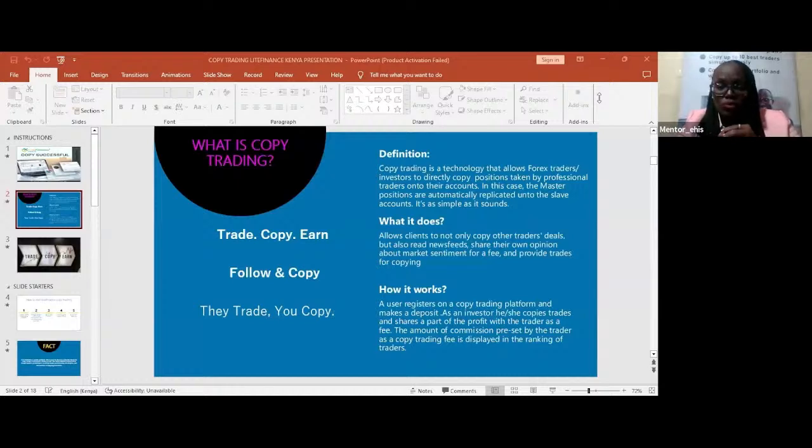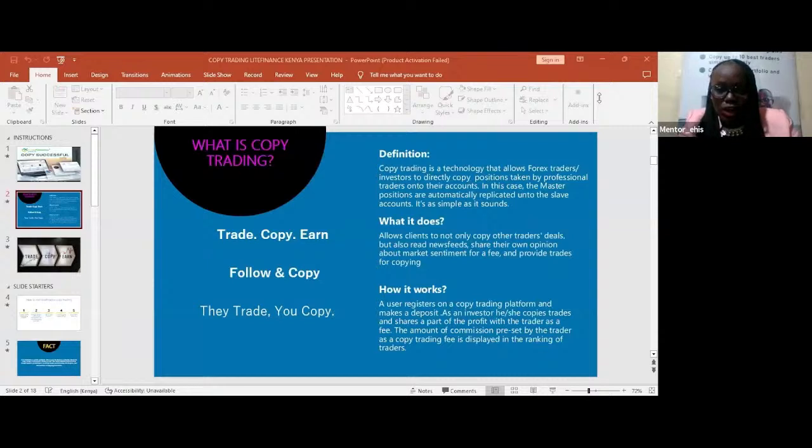and it is displayed on their profile. When you go through the copy trading, the social trading platform, you will see a lot of traders, and every trader has their own terms and conditions. You would see that commission fee indicated. It is displayed on the profile section of that trader. That is basically how it works.